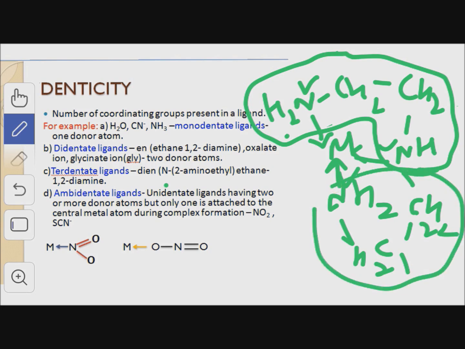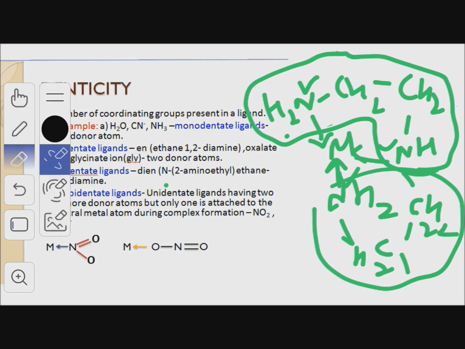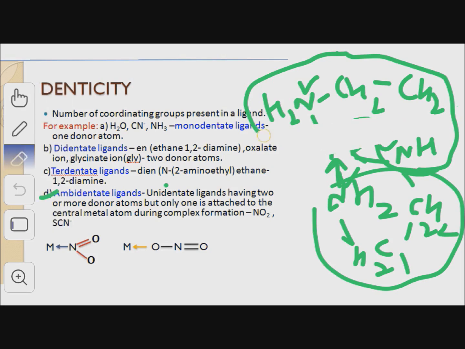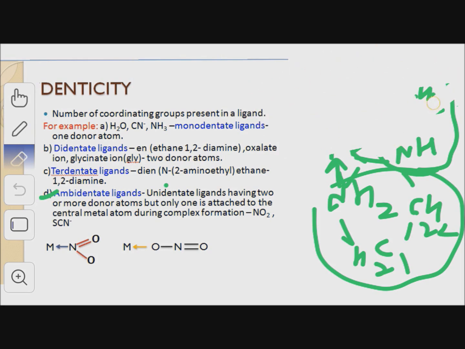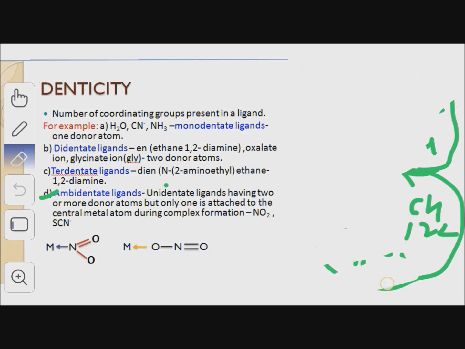And the next is the ambidentate ligand. An ambidentate ligand is a unidentate ligand which has two or more donor atoms, but only one atom is attached to the central metal atom during complex formation. It means it has two sides available for forming the coordinate bond with the central metal atom.